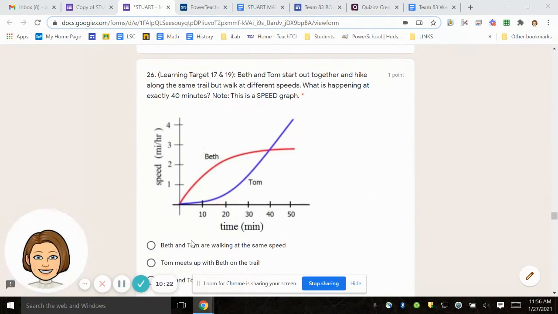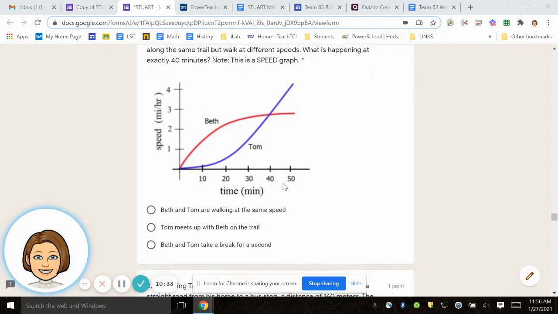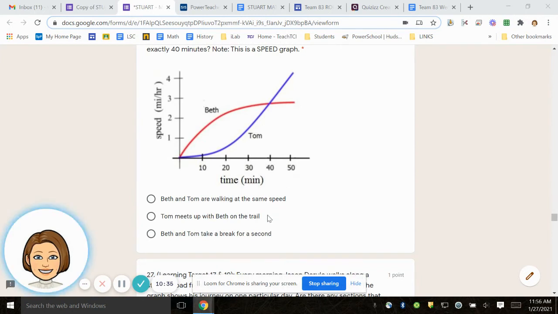Same graph. What is happening exactly at 40 minutes? Again, this is a speed graph. So what is happening at this point right here at 40 minutes? Is it Beth and Tom are walking at the same speed? Tom meets up with Beth on the trail, or Beth and Tom take a break for a second?